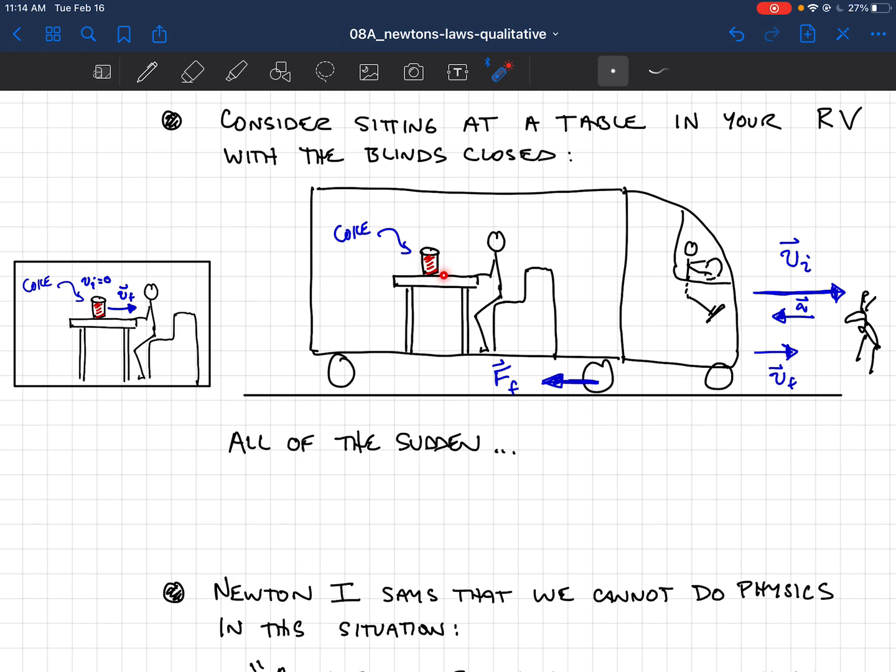Well, what's happening to the Coke can? Well, maybe there isn't much friction between the Coke can and the table, and therefore the initial velocity of the Coke can, which from the perspective of the road was exactly the same as the initial velocity of the RV, right? If the RV is going 55 miles an hour down the road, then the Coke can is also going 55 miles an hour down the road. If the RV suddenly starts to slow down and the Coke can is not well attached to the RV, then the Coke can will continue to move at 55 miles an hour while the rest of the RV starts going slower, and therefore the Coke can moves towards you. If you can't see the outside perspective, then all you see is a Coke can moving towards you. You don't see that slowing down part.